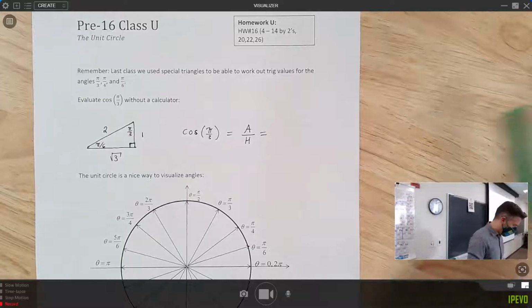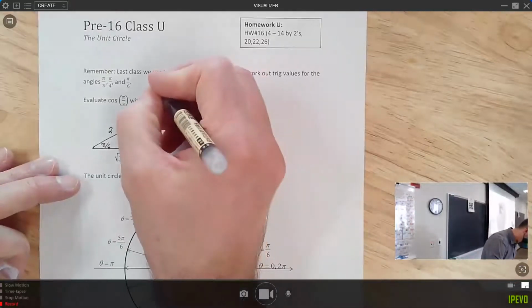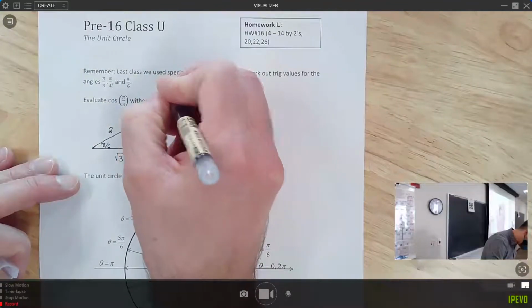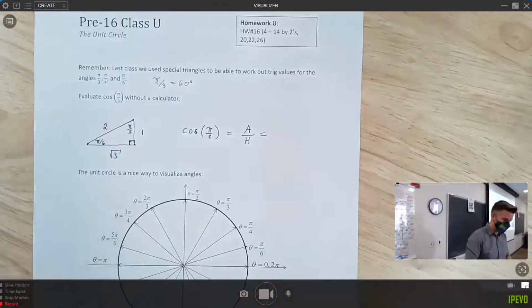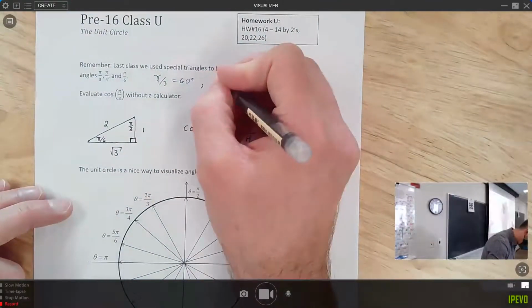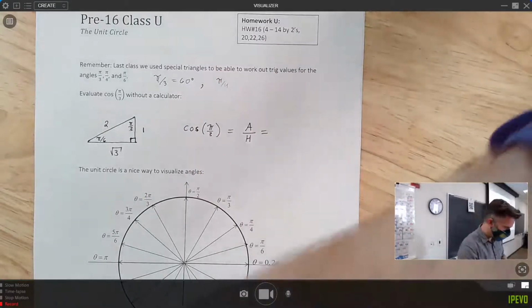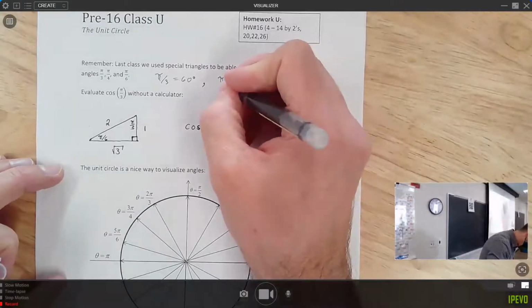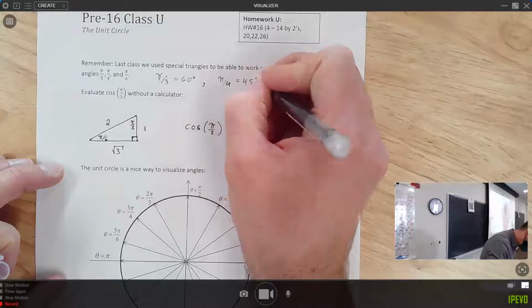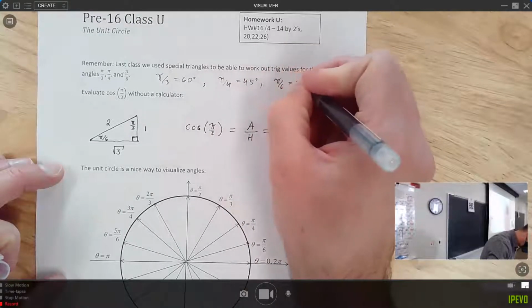This is a reminder, right? Pi over 3 is 60 degrees. Pi over 4 is 45 degrees. And pi over 6 is 30 degrees.